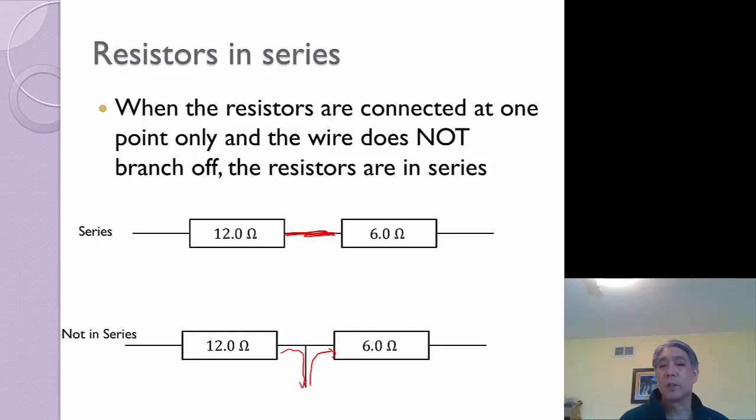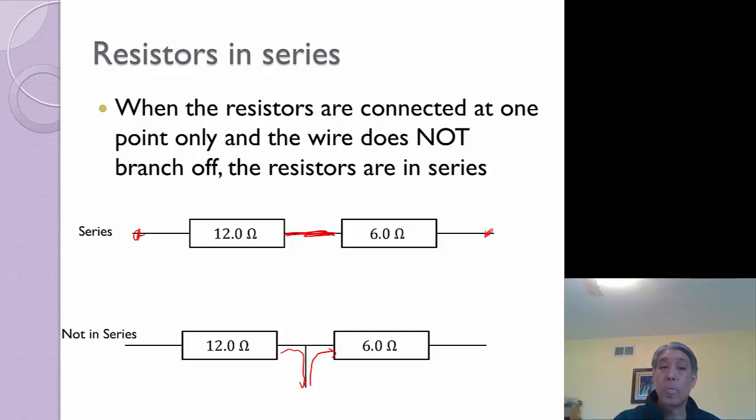Electrons have a choice. This is similar to what happens when you're driving a car. The instant you hit an intersection, you have a choice: go right, go left, or go straight. And that's a situation that's not in series. When you don't have a choice and you must keep going forward, that's a situation when your resistors are in series. The other ends of the resistors, this end and this end, must also not be connected.